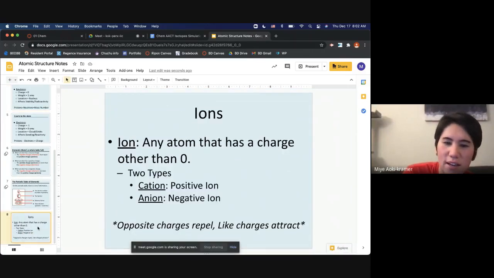And then we have ions, and ions are any atom that has a charge other than 0. There's two types. You have cations, which are positive, and anions, which are negative ions. I like to remember these by cation: cats have paws, so cation is positive. And anion sounds like onion, and onions make you cry, so it's negative.